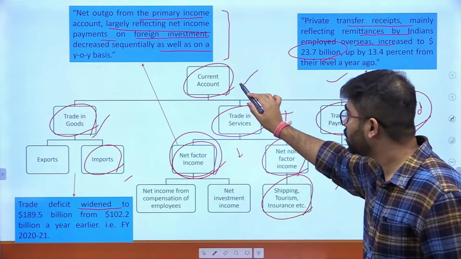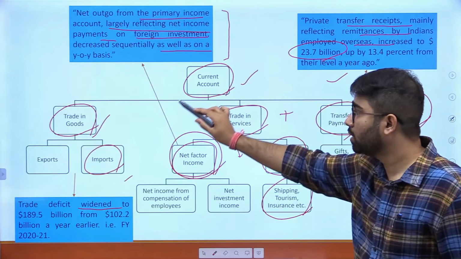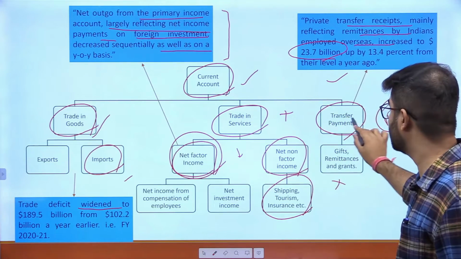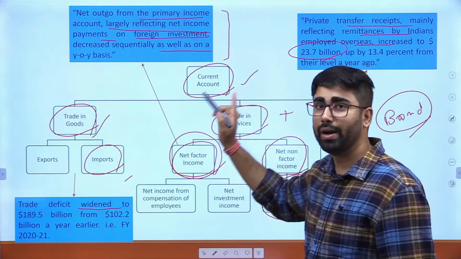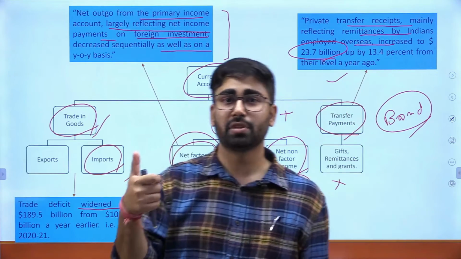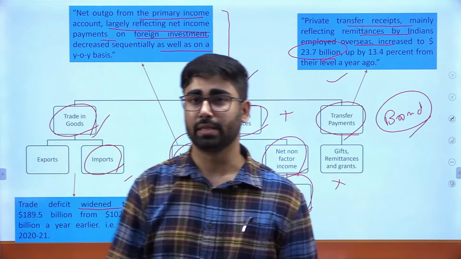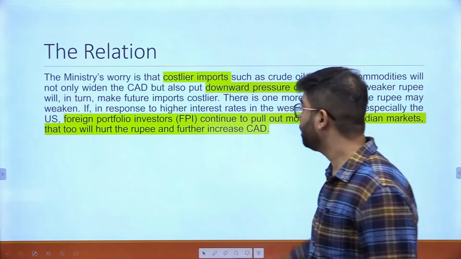My purpose was just to show that current account consists of trade in goods, trade in services and transfer payments, and twin deficit consists of fiscal deficit and current account deficits, ठीक है। Now let's see.